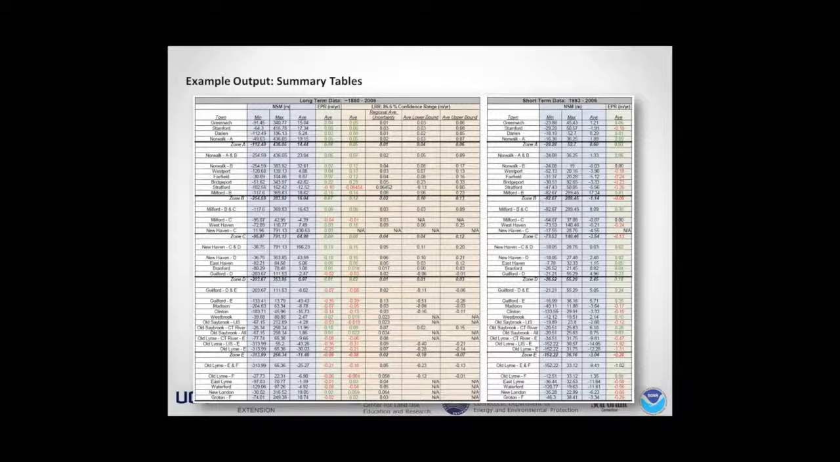But the first example is basically just a summary table. So we have a grouping of long-term data and short-term data. We have information on net shoreline movement, the endpoint rate, and the linear regression rate. We have it aggregated by towns and by geologic zones. So this is a nice compact comparative method to look at essentially the main points of all the output that we're generating.